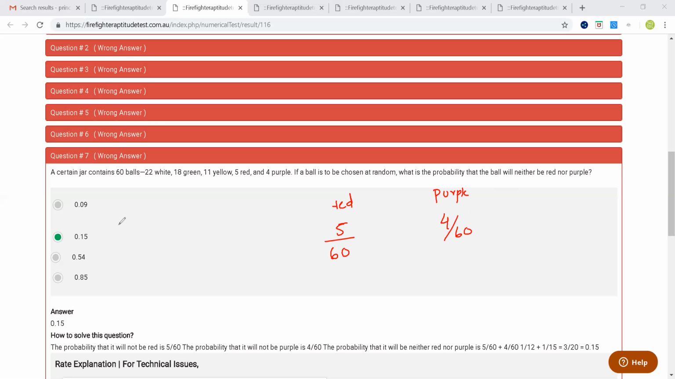No, the answer here is wrong. The answer should be 85% because it's neither. 15% is the chance of you drawing red or purple, not the chance of you not drawing. So that's the wrong answer. That is the correct answer.